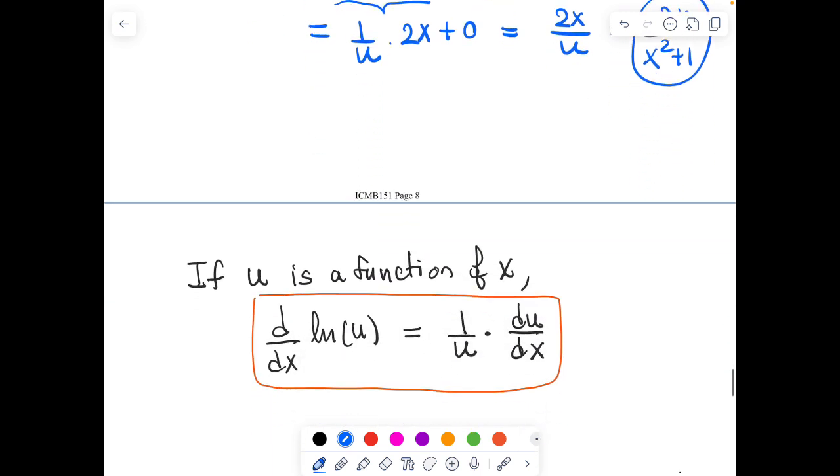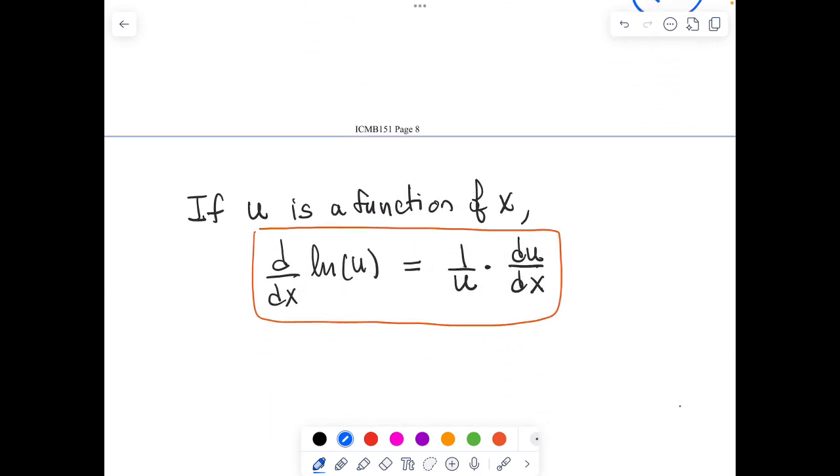So in general, if you have ln of x, then you differentiate, you get 1 over x. But if it's something more complicated, for example, you have to differentiate ln of u, where u is some function of x, and you want to differentiate this function with respect to x, you can apply the chain rule. Differentiate ln of u with respect to u first, you get 1 over u. And then you have to differentiate u, which is whatever is in the ln, with respect to x. So that's the second half of this formula.